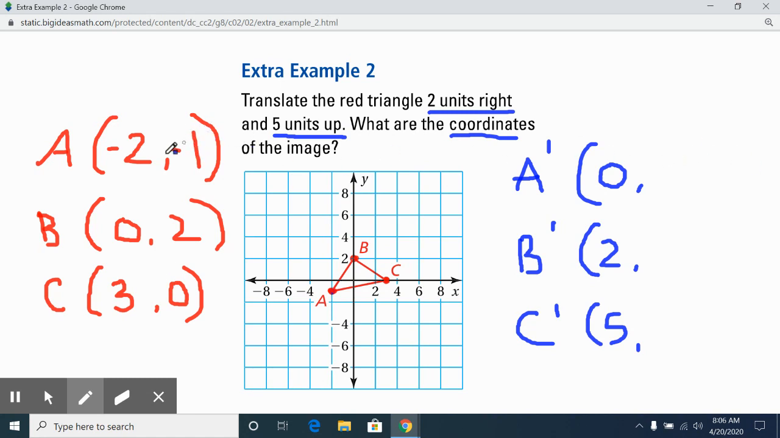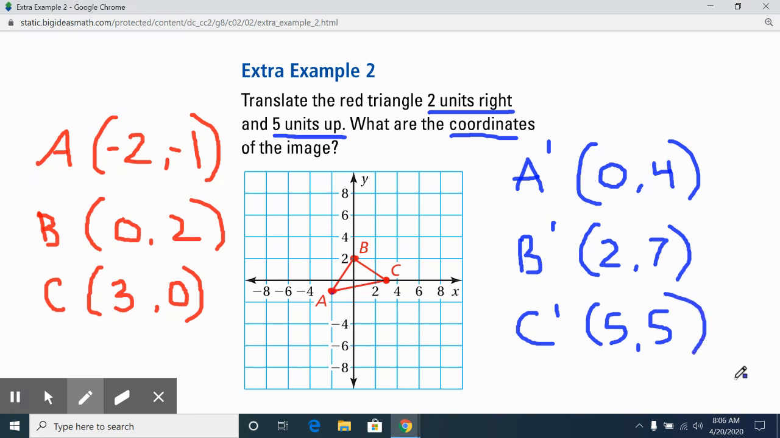So if we add 5 to -1, that gives me 4. If I take 5 and add it to my original y value here, which is 2, I get 7. Same thing, if I add 5 to 0, I get 5.